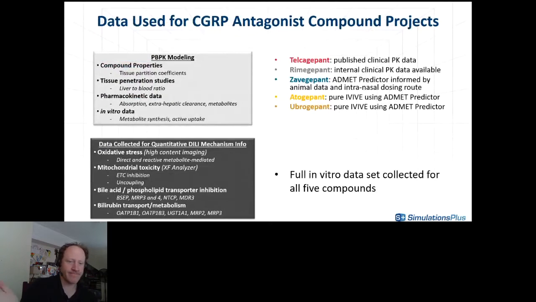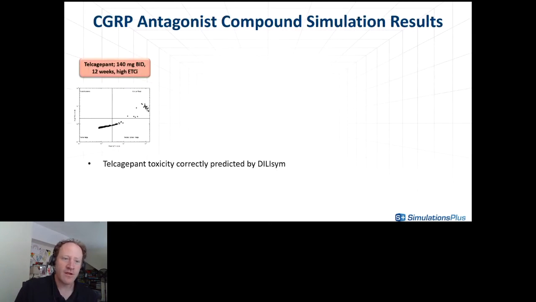So then we plugged it into DILIsym. We used our mechanistic data and our PK data. We wanted to see exactly how things turned out. So the first question was, can we represent telcagepant? We looked at telcagepant and we saw a toxic compound.